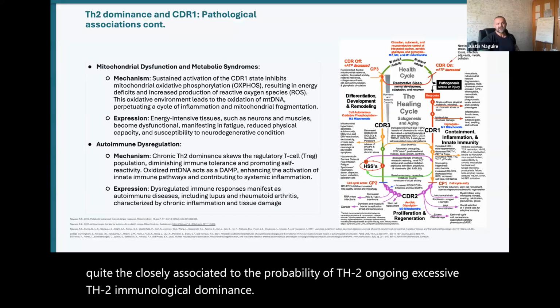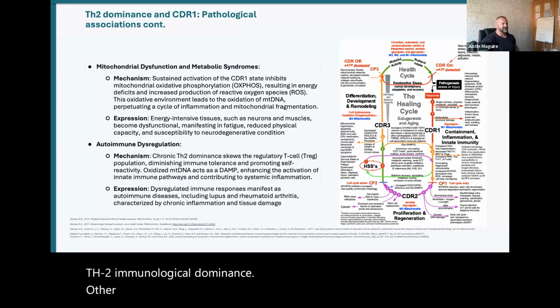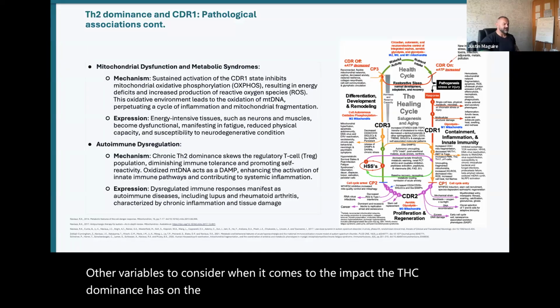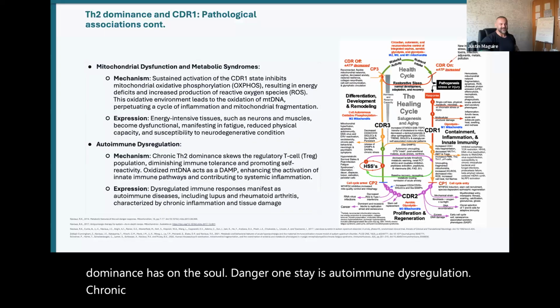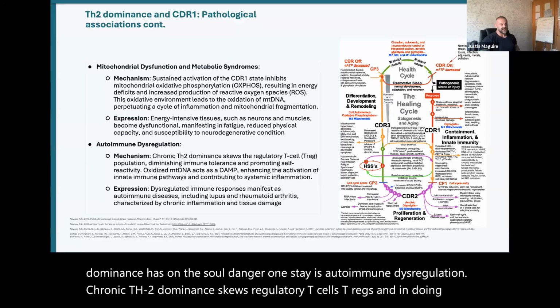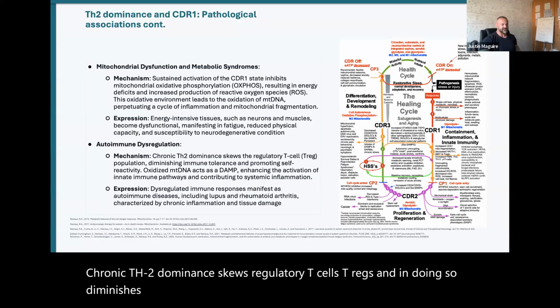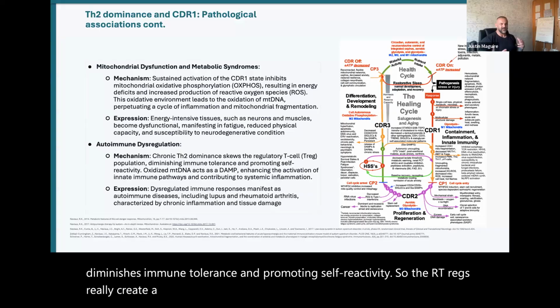Other variables to consider when it comes to the impact that Th2 dominance has on the cell danger 1 state is autoimmune dysregulation. Chronic Th2 dominance skews regulatory T cells, Tregs, and in doing so diminishes immune tolerance and promotes self-reactivity. So our Tregs really create a pattern interrupt, reducing the likelihood of our immune system actually attacking our own cells.